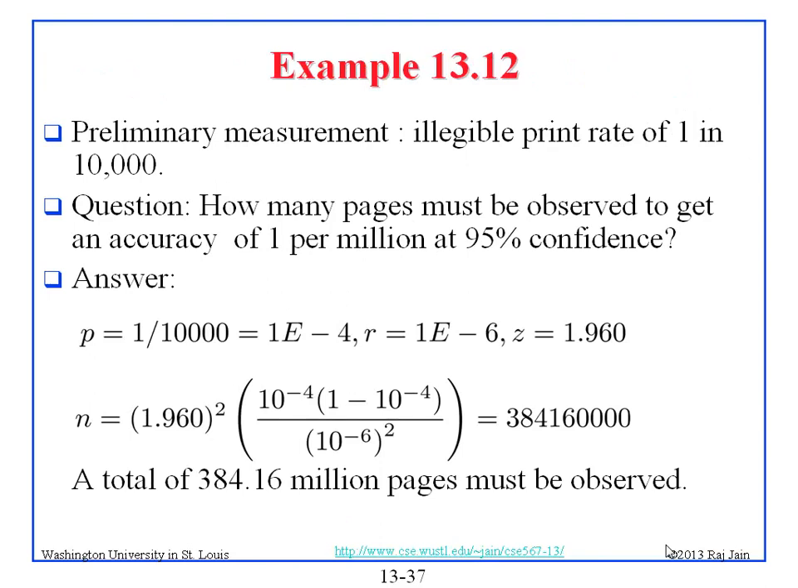From the preliminary measurement, we found that the print rate is 1 in 10,000. So that is the range of P. How many pages must be observed to get an accuracy of 1 per million at 95% confidence interval? So this is P, 10 raised to minus 4. R is 1 in million, which is 10 raised to minus 6. And therefore, basically we put R and P and Z in the formula, and we get that we need 384 million pages to be printed. Any questions?